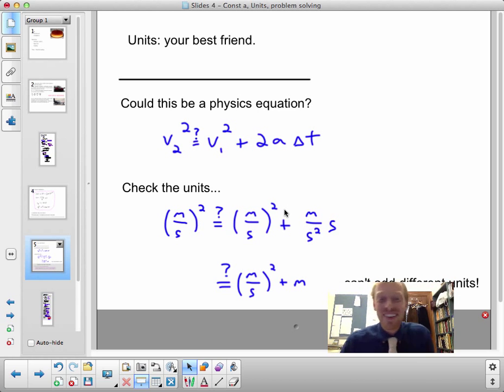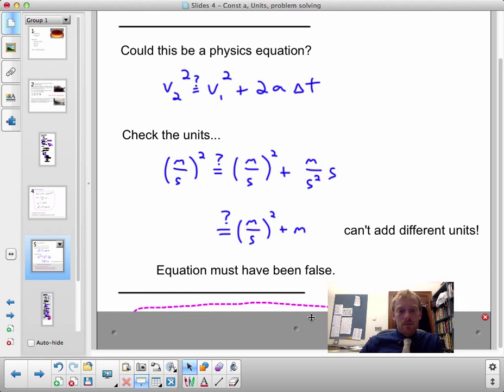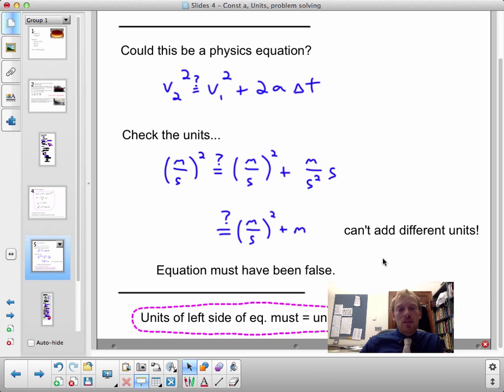You can't add them. You can only add quantities that have the same units. That's not true of multiplying and dividing. You can multiply and divide quantities of different units, but you can't add quantities of different units. And so the right-hand side here must have something wrong with it, because this can't be a physics equation.